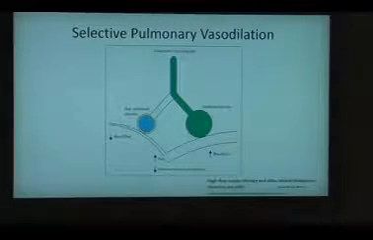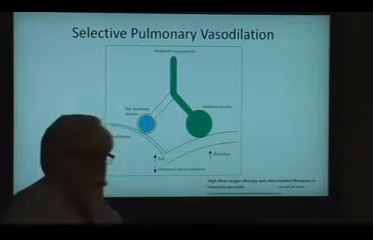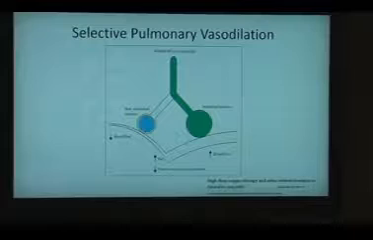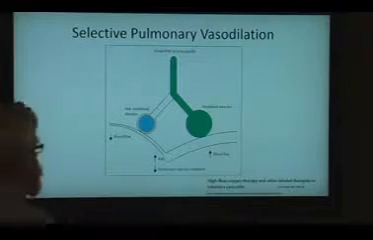Okay, so this is a paper we published in Lancet a couple of years ago. If you look at the fine print here, there are probably some names of people who, you know, present company included. So we wrote this review in Lancet about selective pulmonary vasodilators and other things in the review.